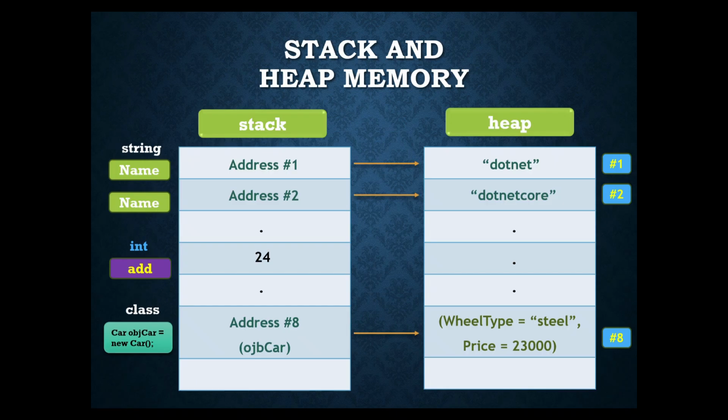So this is value types and reference types. Value types store the data directly in the stack memory, and reference types store the data in the heap memory, with the address in the stack. String is a reference type, integer is a value type, and classes are reference types. Hope you can understand what value types and reference types are, and how the values are stored in memory.